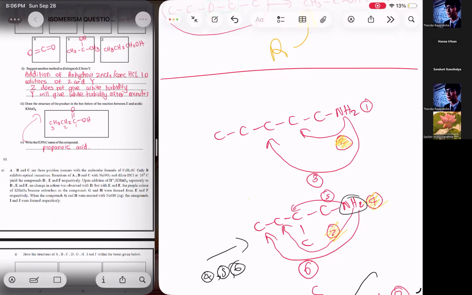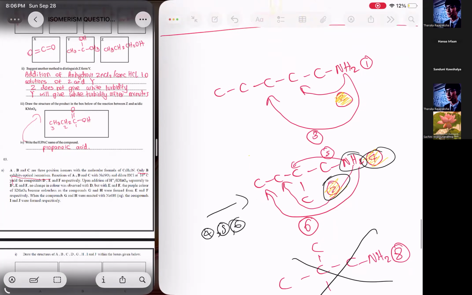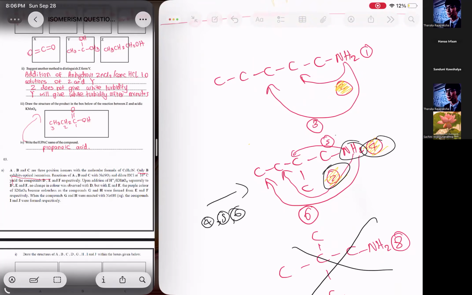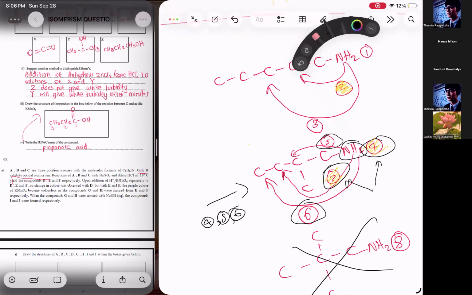And they say, look at this: A, B, C are three position isomers. Only B exhibits optical isomerism. So here there are two structures which show optical isomerism, and there are two structures which do not show optical isomerism. So B can be either of these two, and the other one definitely is not an optical isomer. The other one should be 5 and 6 then. This one could be B, and the other could be A and C. Right.